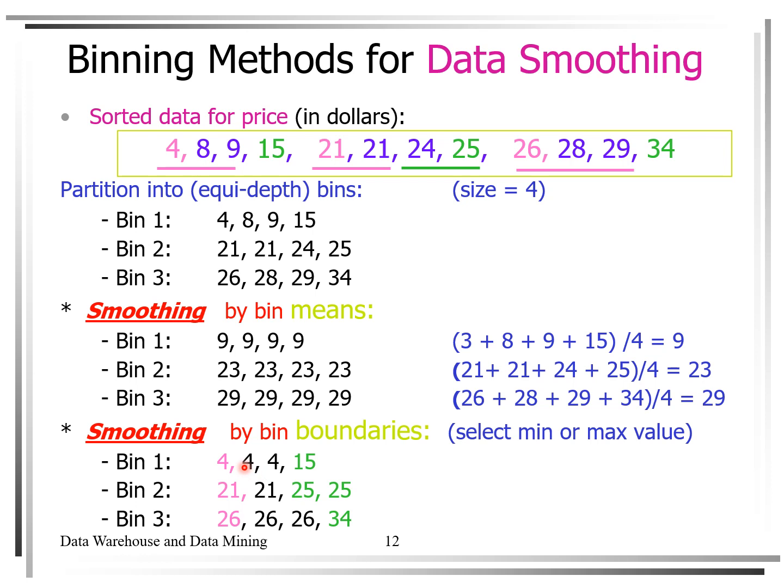Here it will also be the same. If you select the max here, you will be leaving the minimum as it is, and you will be replacing everything else with the max. So in this case, it will be 21, 21, 25, 25. Here you are replacing with the minimum. So it's going to be 26, 26, 26, and 34 will remain the same because it's the maximum value.